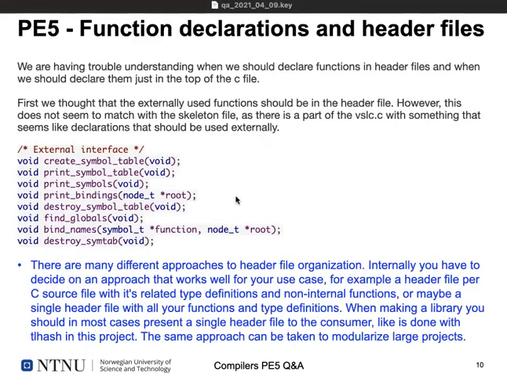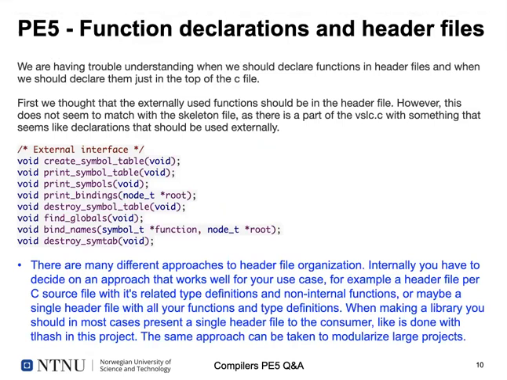All right. What else have we got? So we've seen quite a lot of questions that have shown up. We're having trouble understanding when we should declare functions in header files and when we should declare them just at the top of the C file. So that's a very general C programming question. First, we thought that the externally used functions should be in header files. This does not seem to match with the skeleton file, as there is a part of VSLC.c with something that seems like declarations that should be used externally.